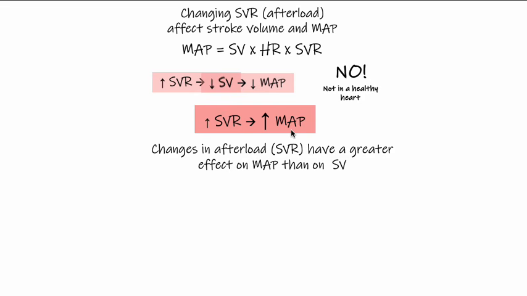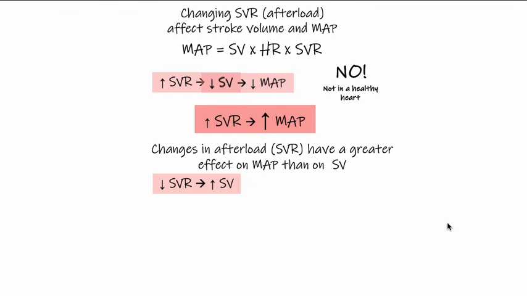Changes in SVR, changes in afterload, have a greater impact on mean arterial pressure than the effect they have on stroke volume. Okay, so I go back to my point. If I tell you you have an increase in SVR, you immediately say that will tend to make pressure go up.